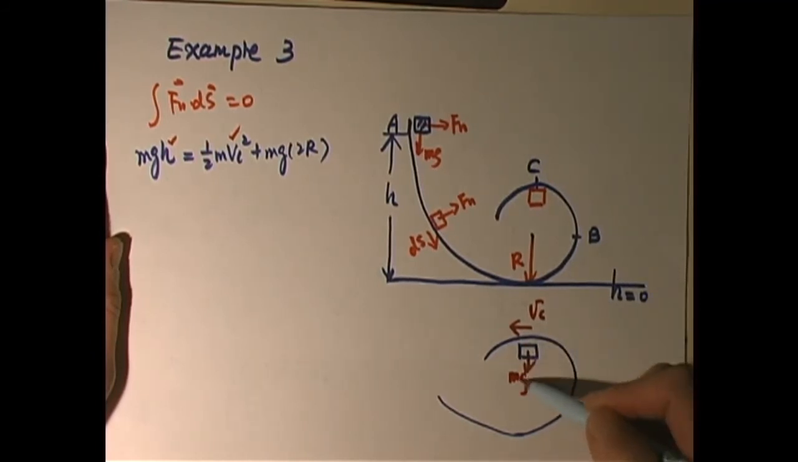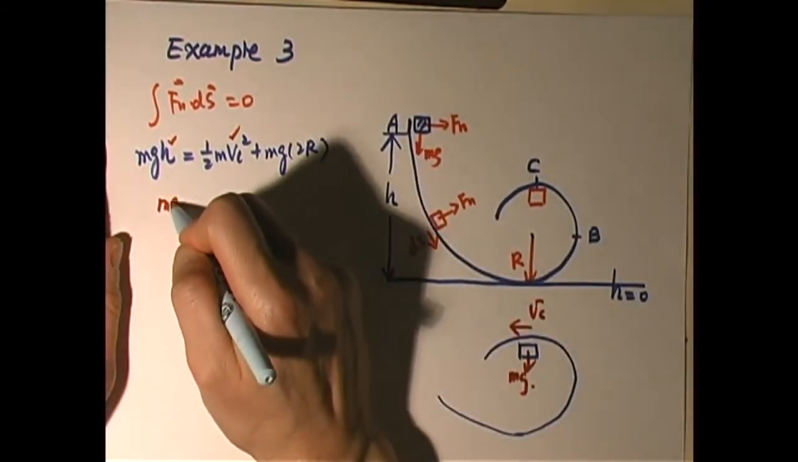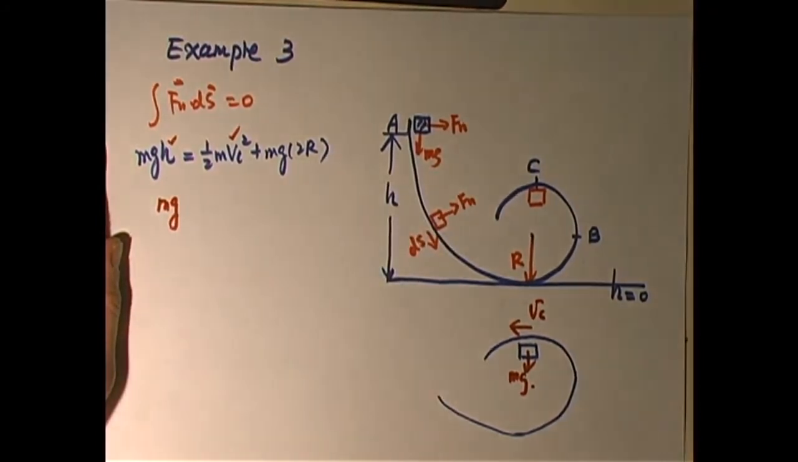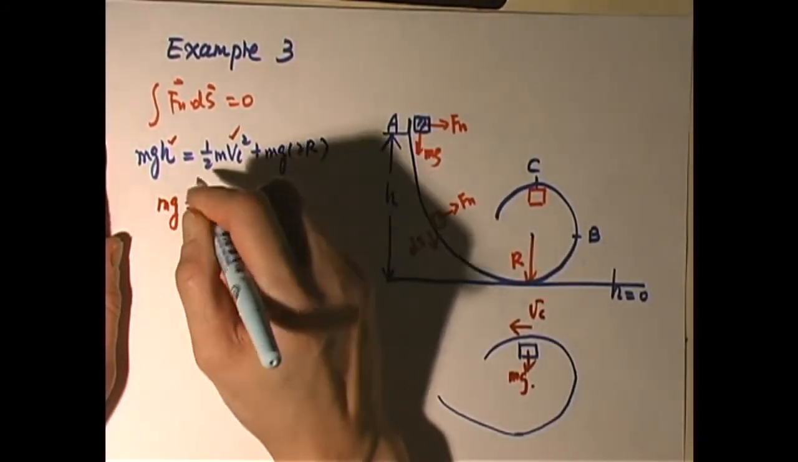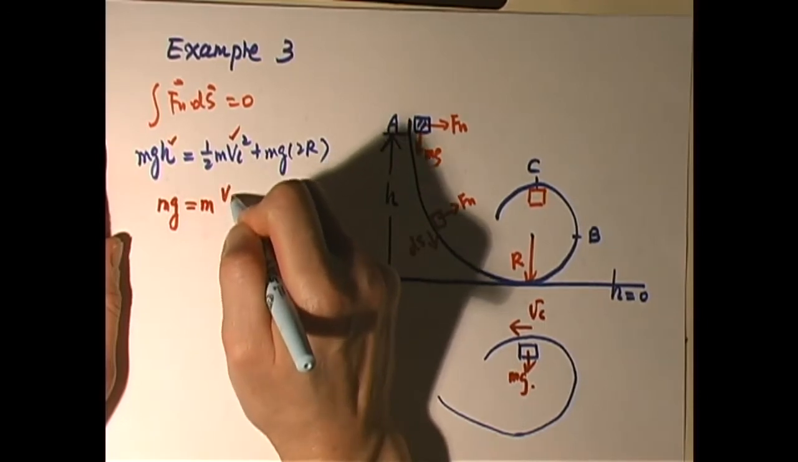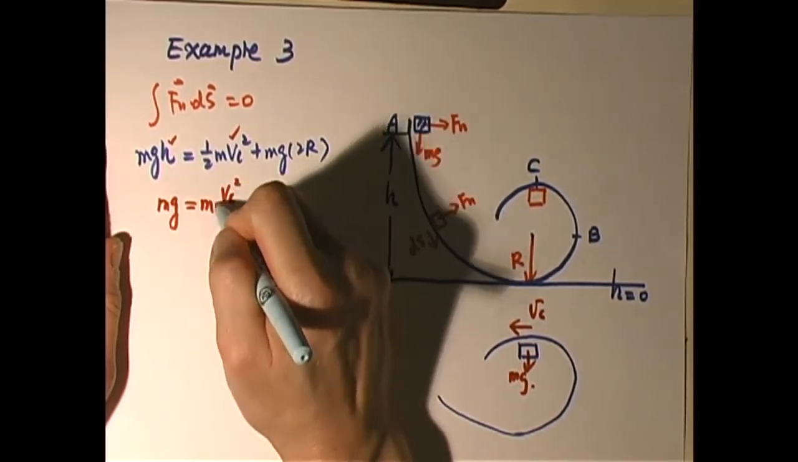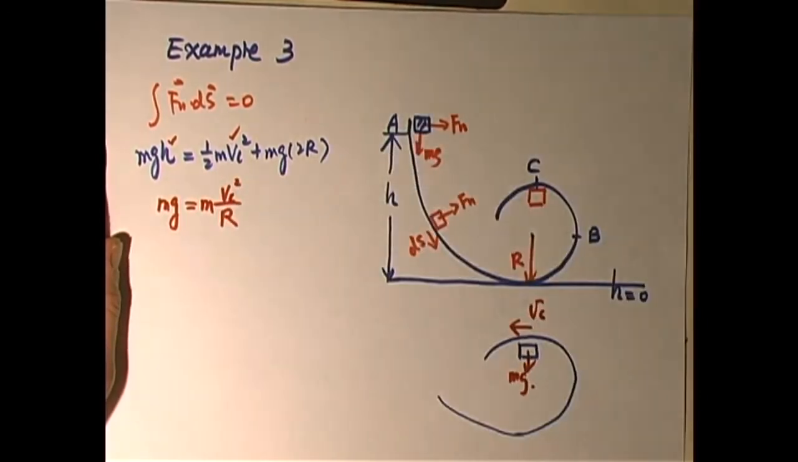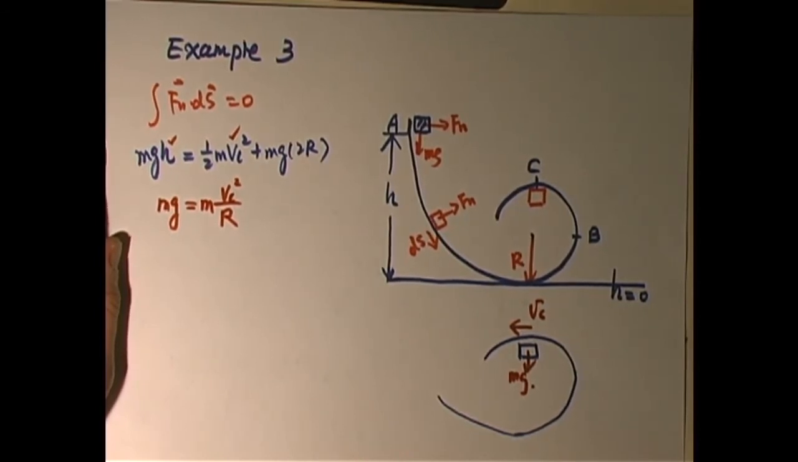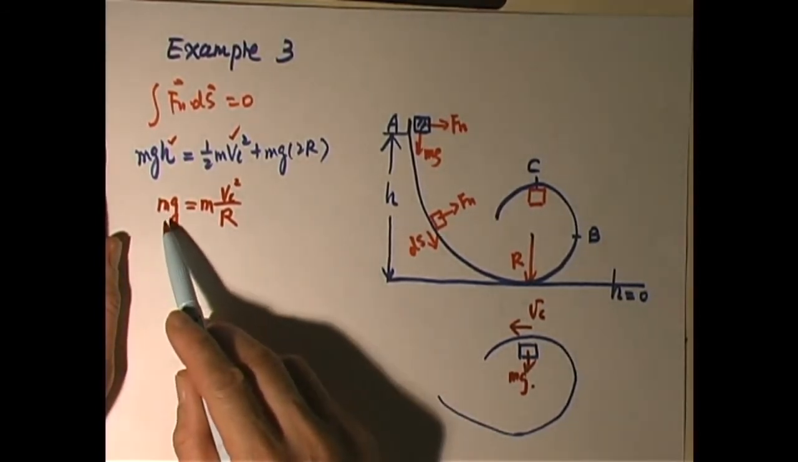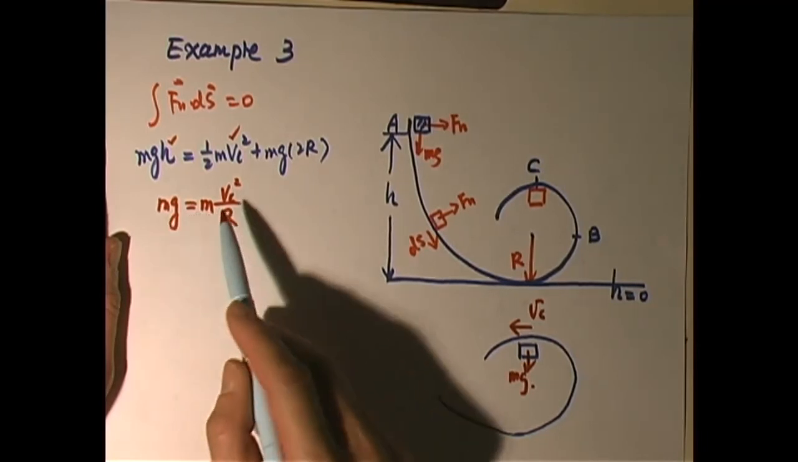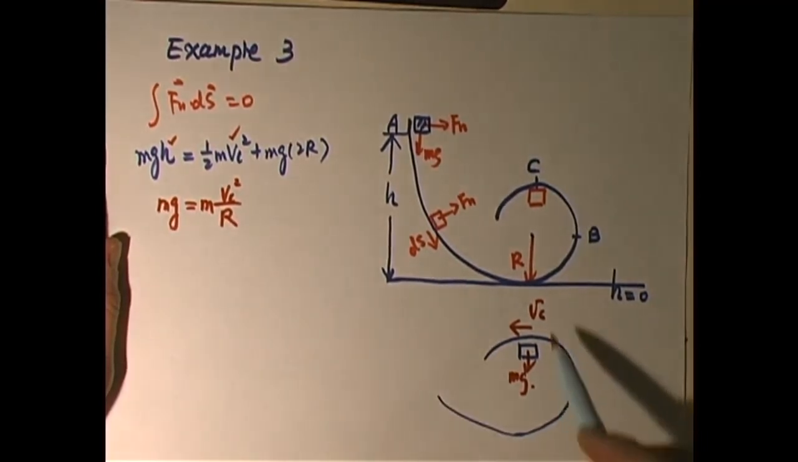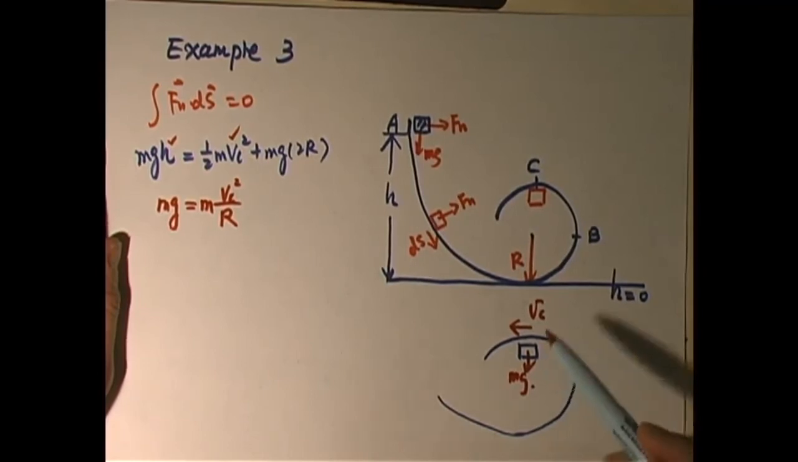So we say mg is the centripetal force that gives the block a centripetal acceleration of vc squared over r. Remember, everything that does circular motion must have centripetal acceleration. If you have acceleration, you must have at least one force, and right now that force is mg. So mg is the force that creates centripetal acceleration for the circular motion of the block at point C.